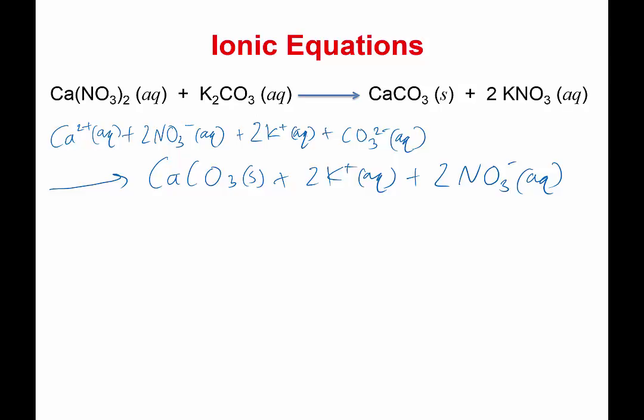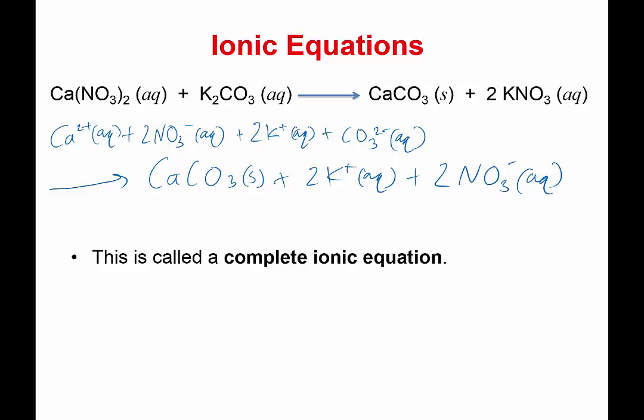Okay, so this equation is referred to as a complete ionic equation because it shows all of the ions that are involved in this reaction in the reactants and products. But you might notice that there are some ions that appear exactly the same way in the same number in both the reactants and the products. And we can cancel those.